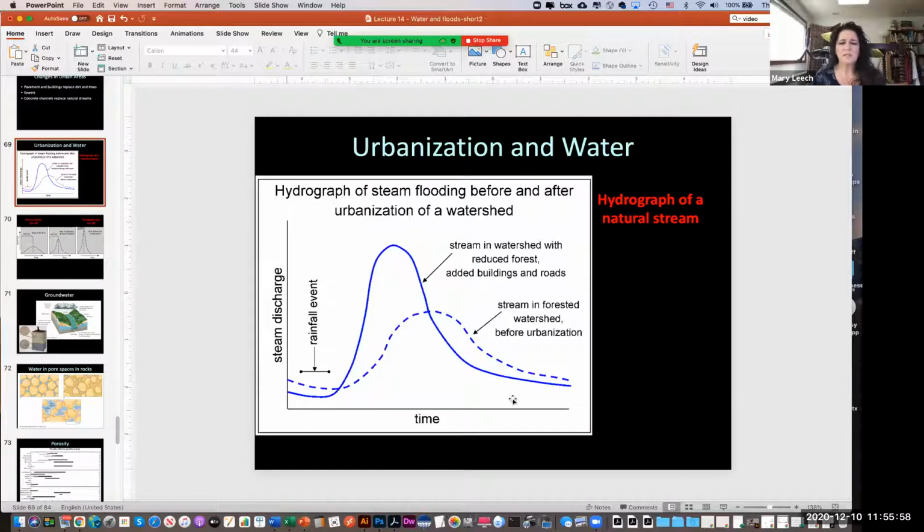Okay, so here, this graph describes what I'm talking about. This is called a hydrograph. You don't need to know the name of it, but the dashed line, let's look at the dashed line first. This is stream discharge, so the volume of water, and this is time. Here's a rainfall event that happens right here at the beginning. Let's follow the dashed line.